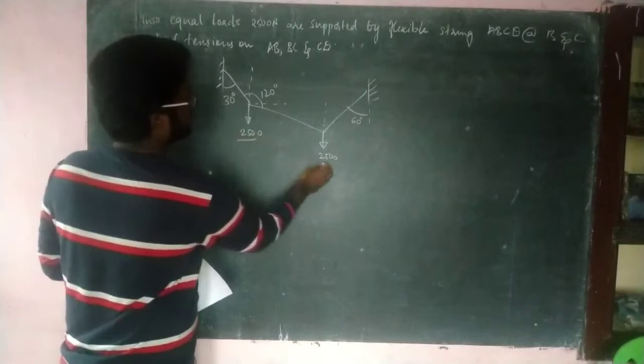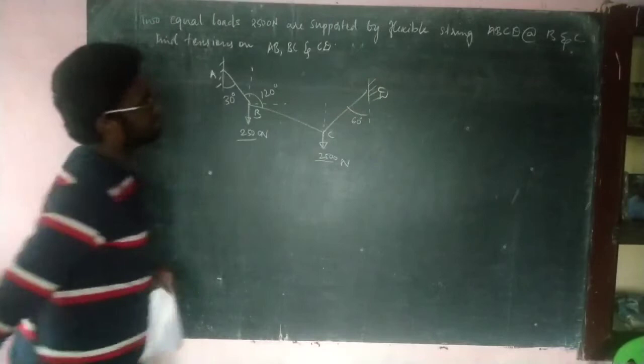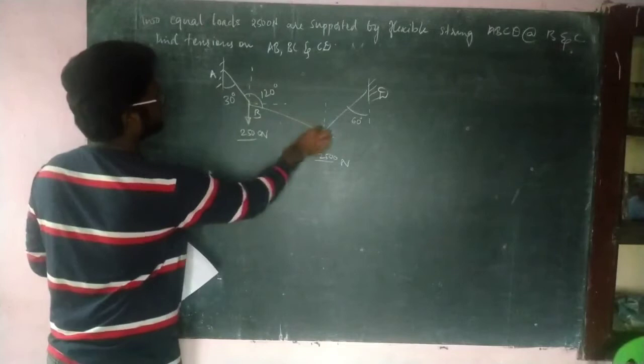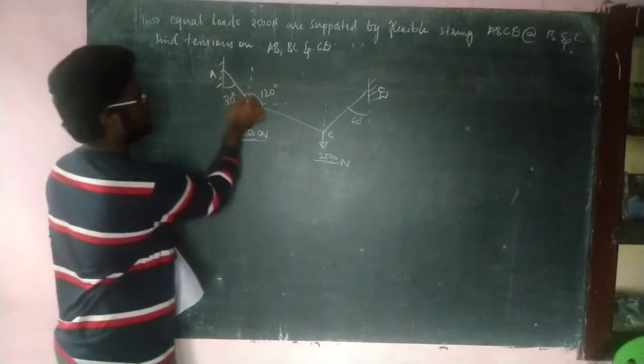Now here they have given us a problem where they have given two loads, 2500 and 2500 newton, supported by a flexible string. This string is A, B, C and D. The string is attached at these particular points, and at B and C we have two loads, 2500 and 2500, of equal magnitude. They have asked us to calculate the tensions in AB, BC and CD. Now let us solve it. It's a very simple problem.